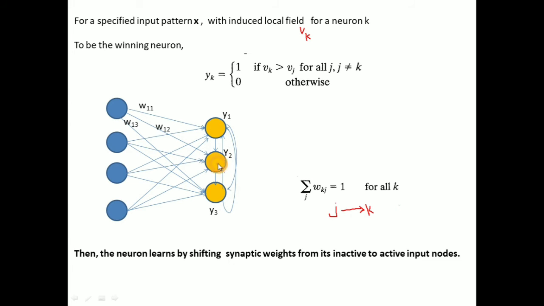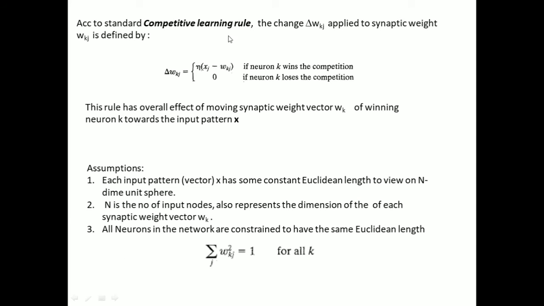Whereas, if a particular neuron wins the competition, each input node of this neuron relinquishes some proportion of its synaptic weight, and the weight relinquished is then equally distributed among the input nodes which are active. Now, according to the standard competitive learning rule, the change, that is delta Wkj, applied to the synaptic weight Wkj, is defined by the following formula.